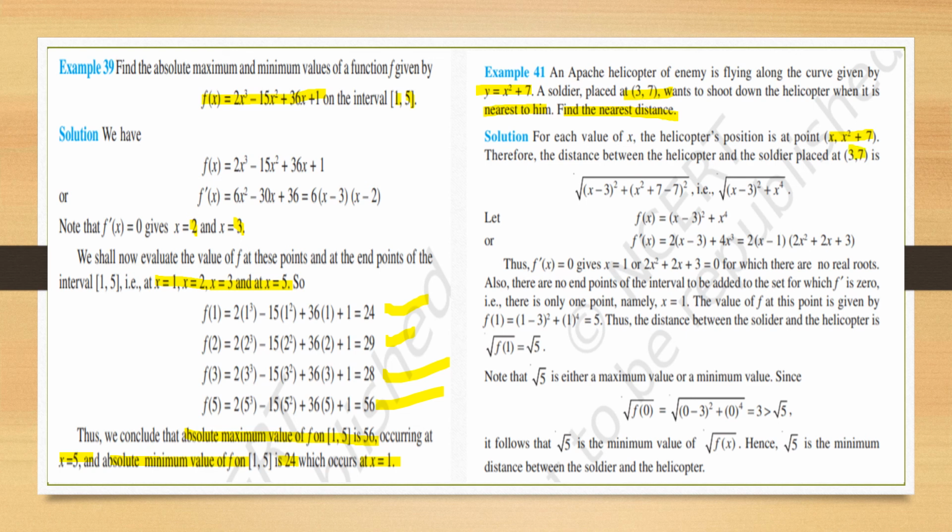The soldier is at (3, 7) and this is the position of the helicopter. So I'll apply the distance formula: (x − 3)² + (x² + 7 − 7)². So it is (x − 3)² + x⁴, right? So the function is (x − 3)² + x⁴. Okay, this is my distance.